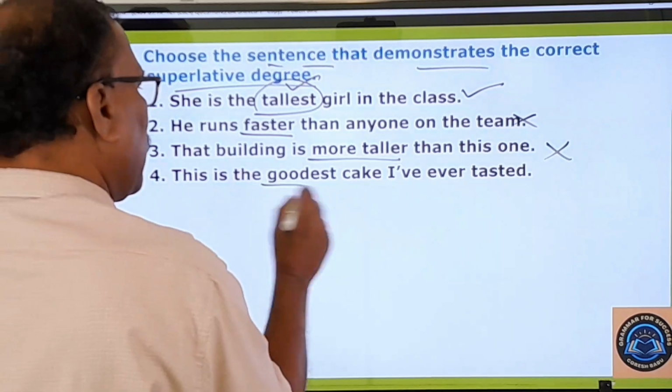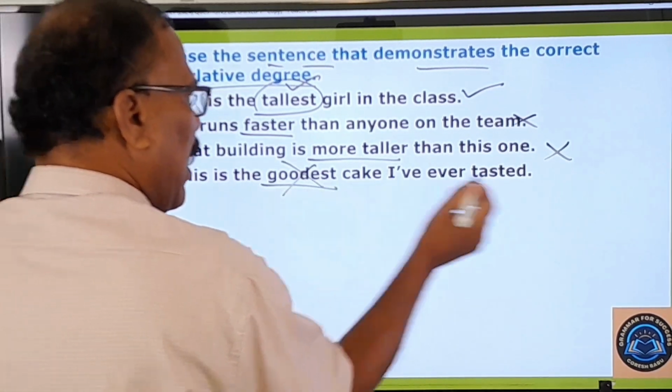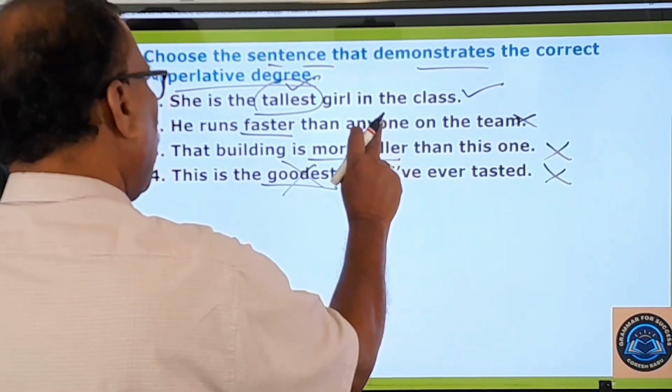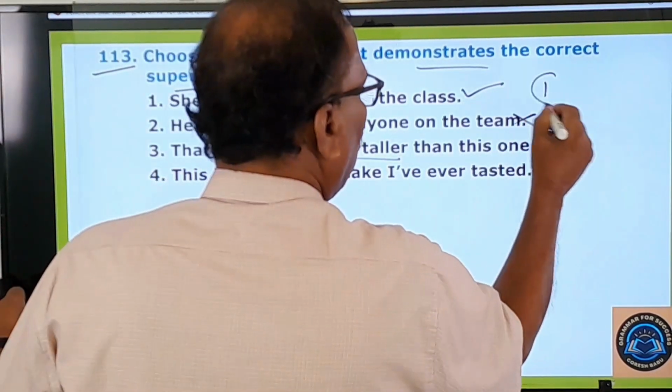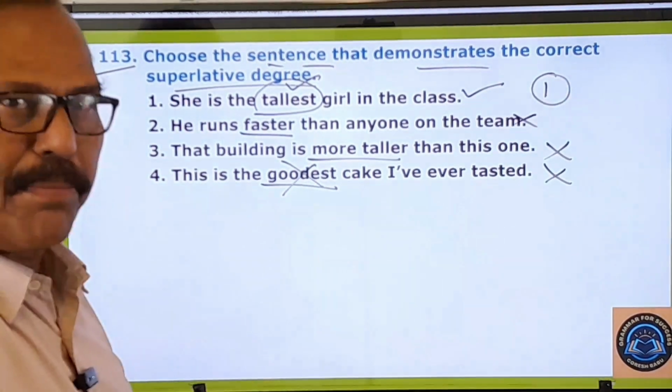So this is goodest. You don't say goodest. Okay, and therefore this is wrong. So the second one, third one, fourth one are absolutely wrong, and only the first one is the right one. Therefore it is only your option answer.